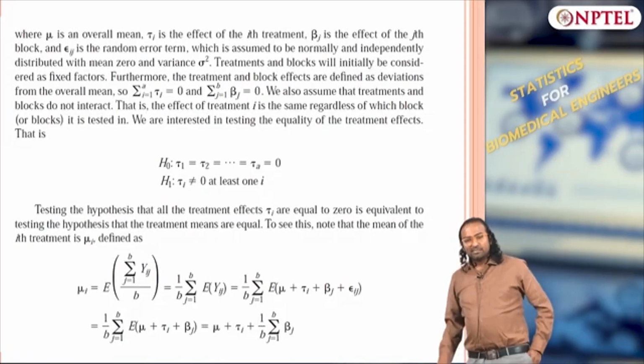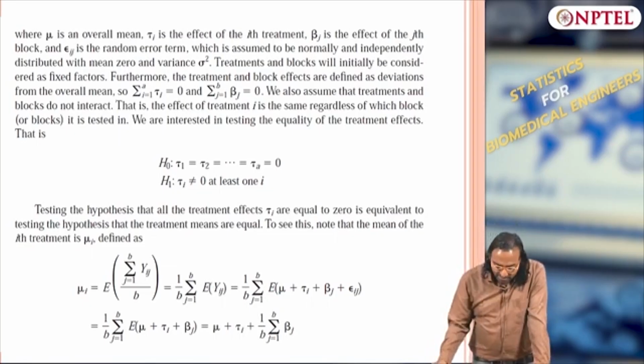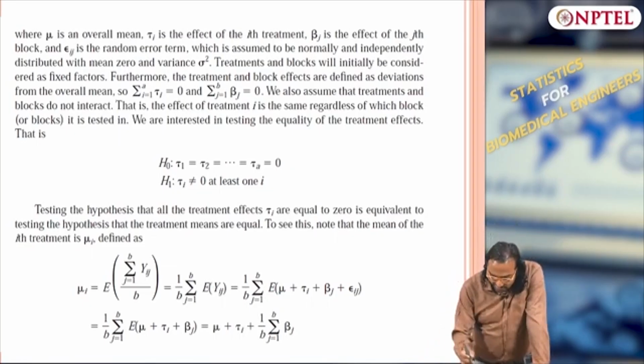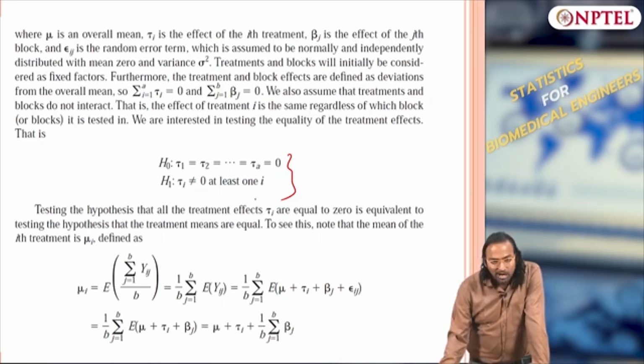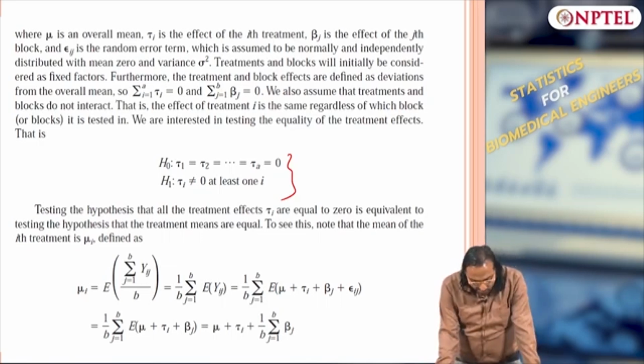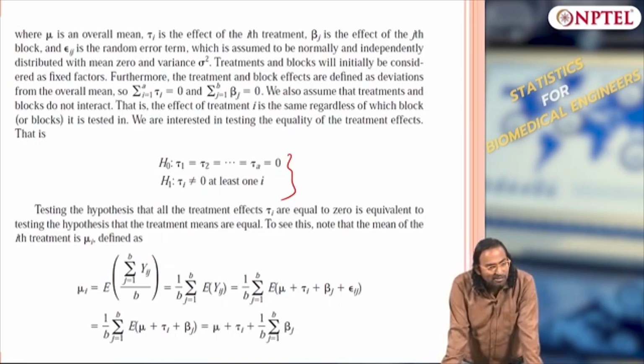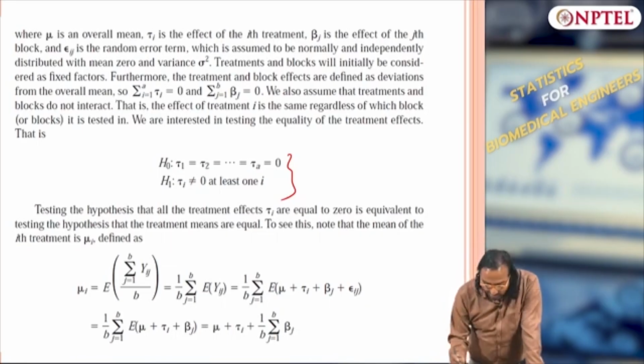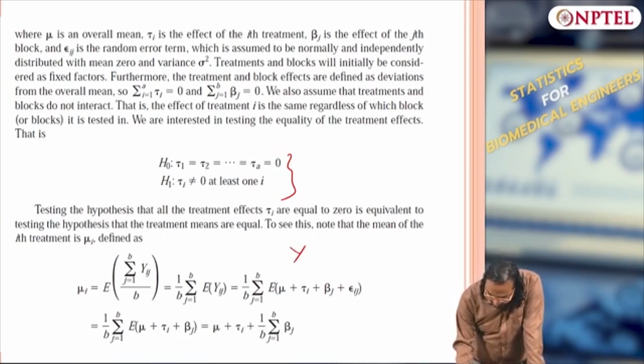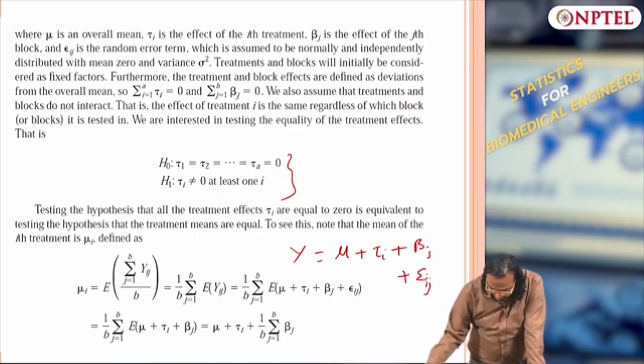So as I said again, the null hypothesis is the same, this is all a fixed effects model. The alternate hypothesis is that at least one tau i is not equal to 0, and the model we are going to have is mu plus tau i plus beta j. Remember, our ANOVA model is the same, now we have added a term. So y is a combination: mu plus tau i plus beta j plus noise epsilon ij.